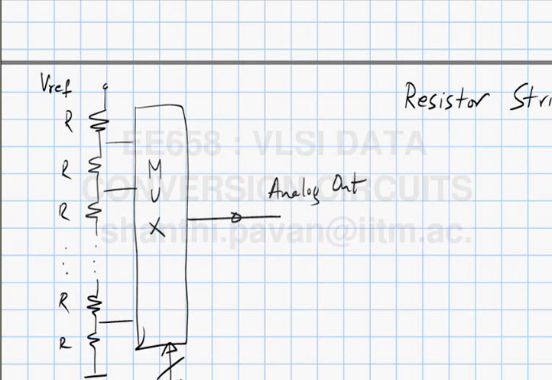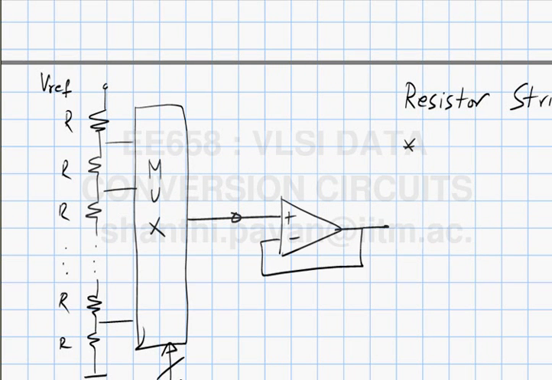Okay, so one problem is that the output impedance of this DAC is not 0. One fix for that problem is to put a buffer like this. That solves that problem. Yes. What else? What next? What do you think the DNL and INL of this DAC depend on?